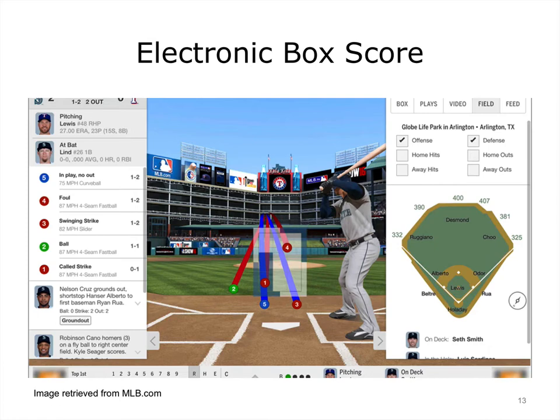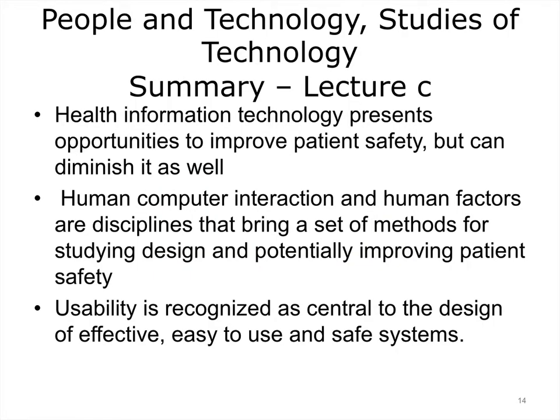So this is just an illustrative look at the properties of some things that we consider good design and some things that we consider poor design. We will revisit these issues multiple times over the forthcoming weeks. This concludes Usability and Human Factors, People and Technology, Studies of Technology.